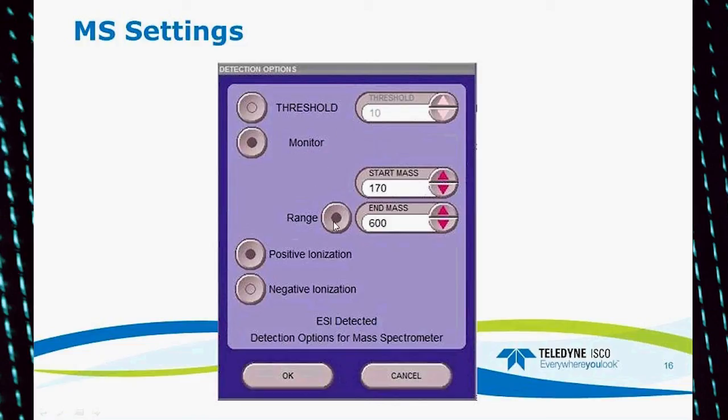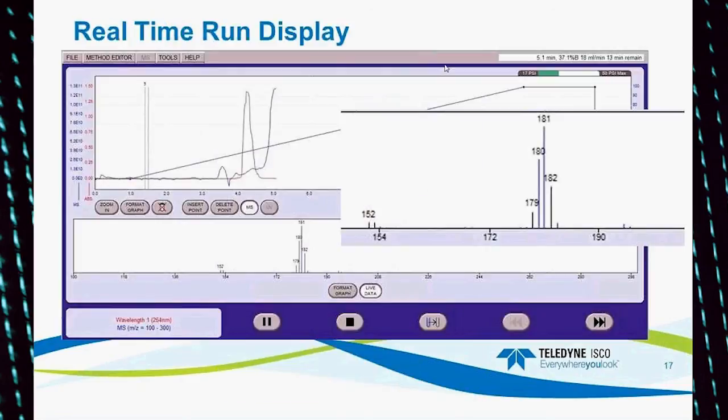You can also set a range. If you don't set a range, you simply use the start mass value as your single mass that you're going to collect. Once you press OK on that screen, the system will set up, equilibrate the column as you've set up your method, and begin the purification process.